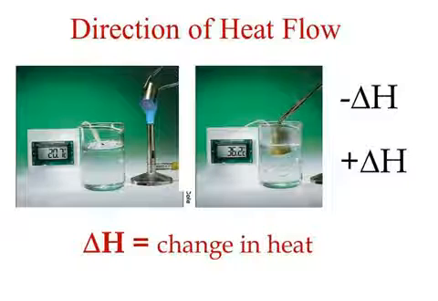Delta H means change in heat, and that heat will have either a positive or negative sign. Not a positive or negative number, but a directional sign. A negative delta H means heat flows out. A positive delta H means heat flows in to the system.